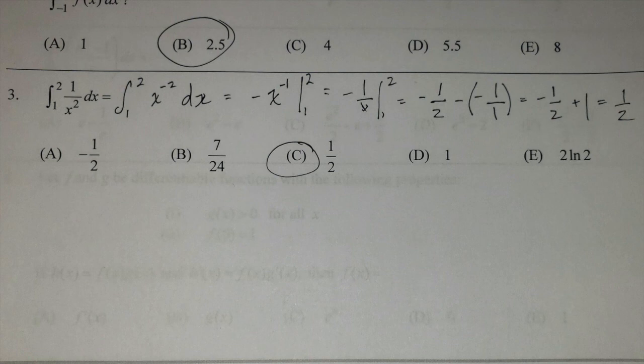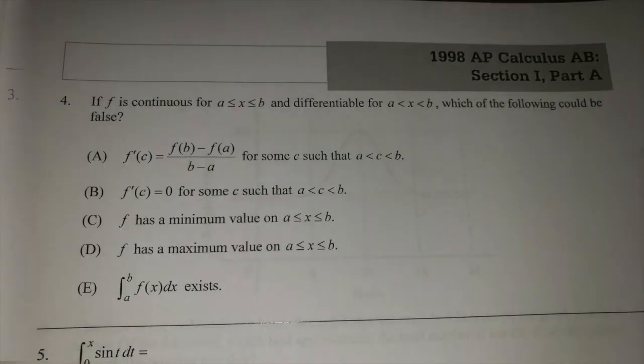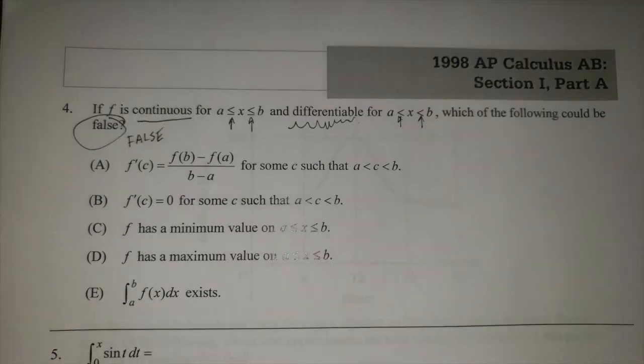All right, when we plug that in, I have -1/2 minus -1, which ends up being -1/2 plus 1 is +1/2. Okay, for 4, if f is continuous for a less than x less than b inclusive, and is differentiable for a less than x less than b exclusive, which of the following could be false. So I want to make sure that I see that it is false, do something to indicate it, especially if it is something that you're not expecting.